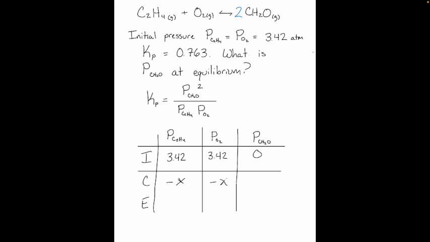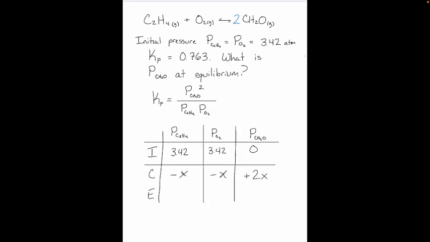And then my CH2O, positive, and positive 2x because of my coefficient out front here. All right, so then I'm going to sum everything up: 3.42 minus x, 3.42 minus x, and then 2x.